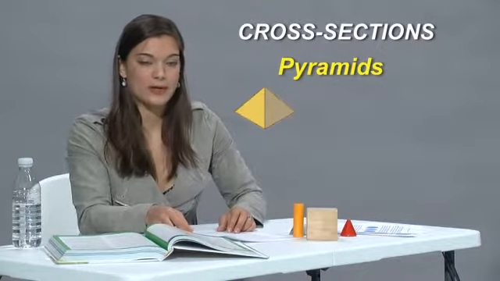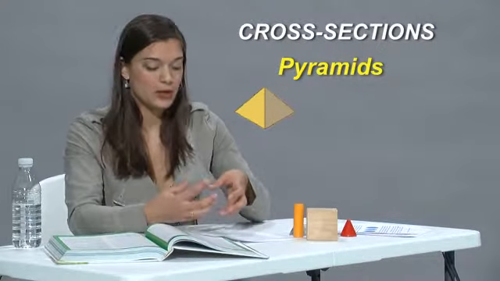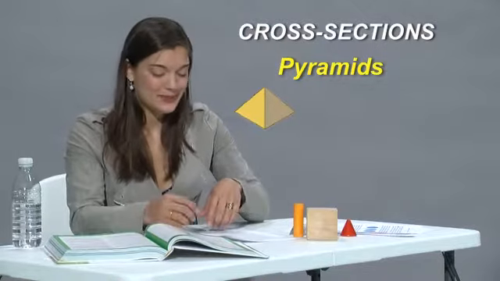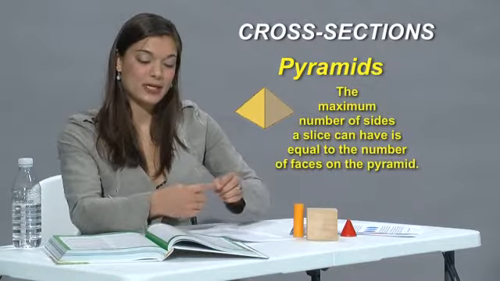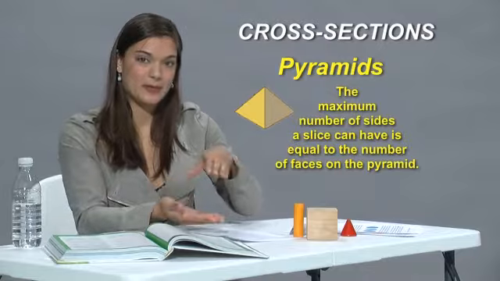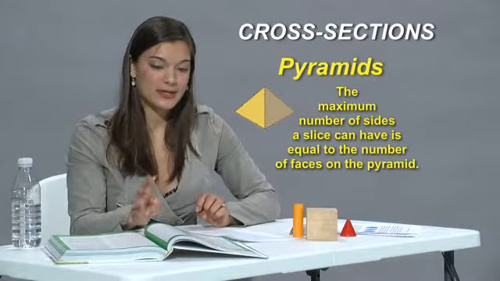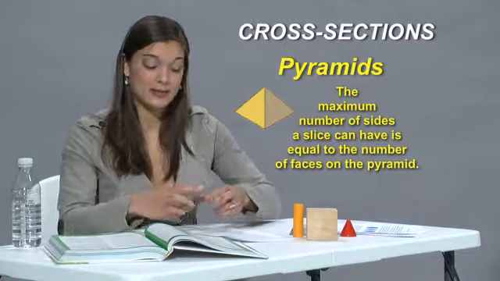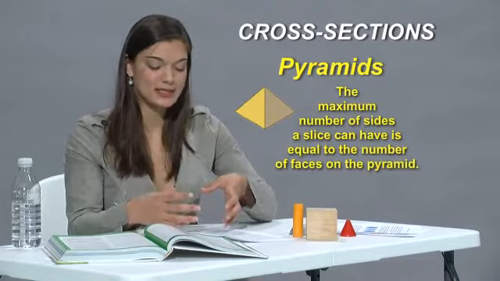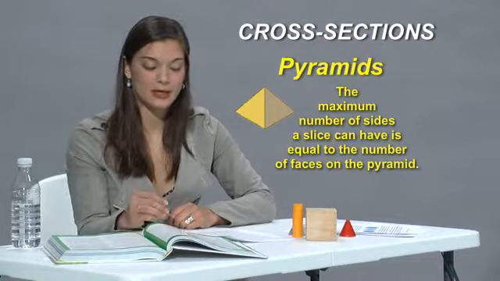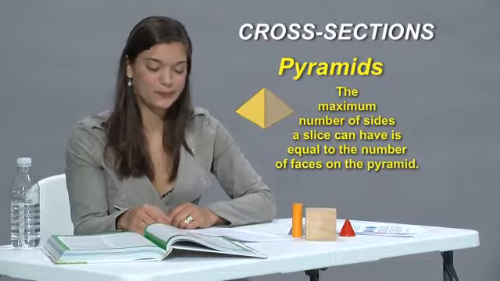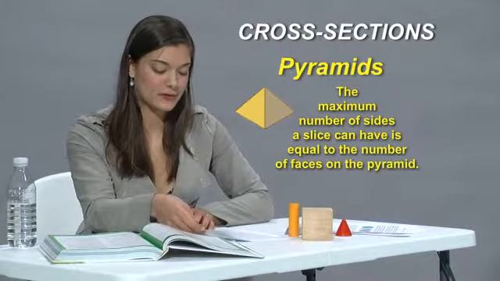So if we have a triangular pyramid, then we have 3 sides of that pyramid and then a base. So that's 4 faces. And 4 faces means that the number of sides that a slice could have would be 4. It could also be a triangle too, though. So same rule as prisms for a pyramid. And then the last one would be a cone.